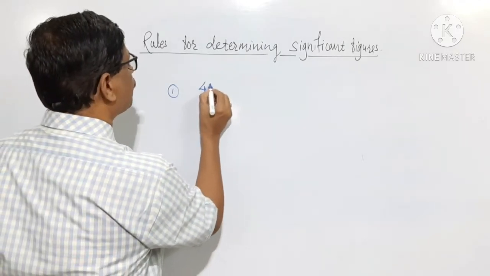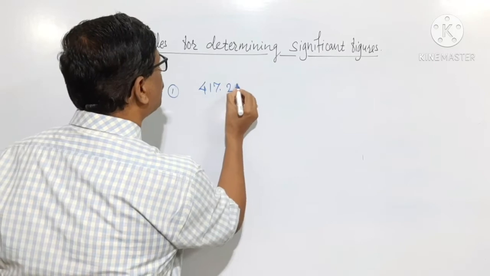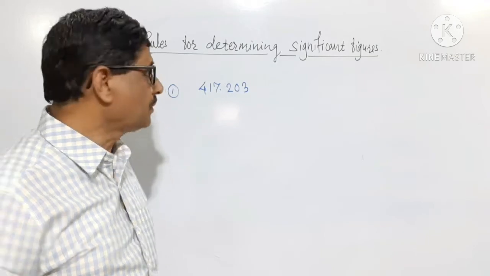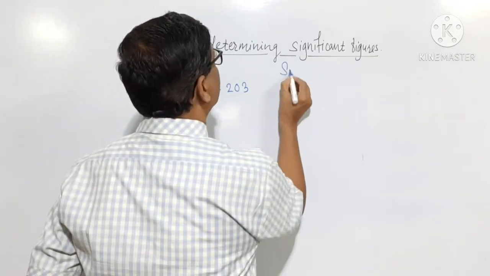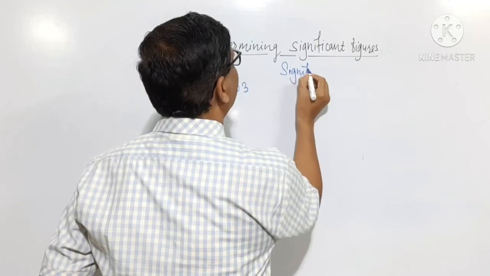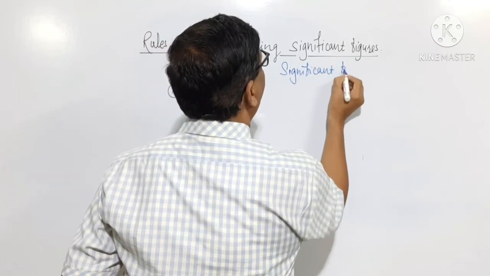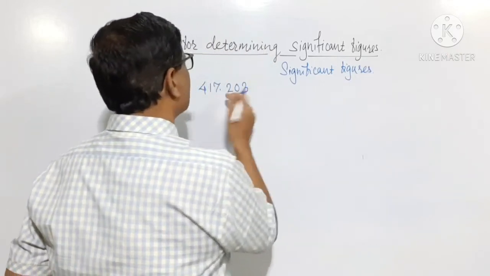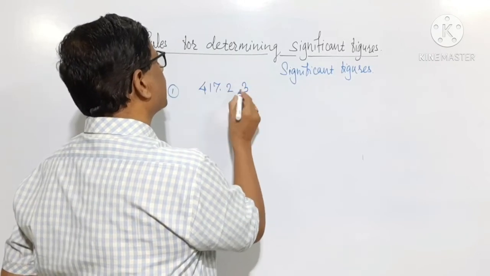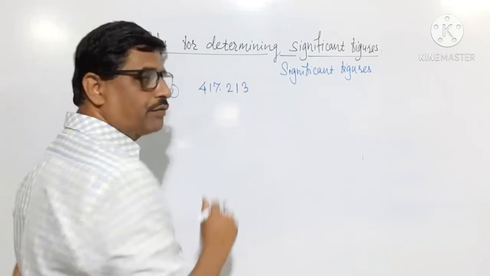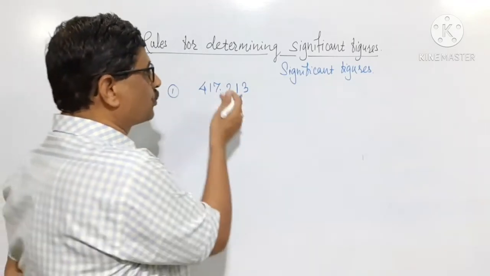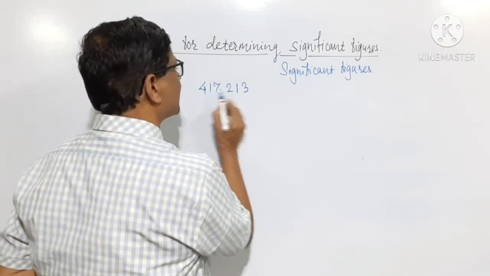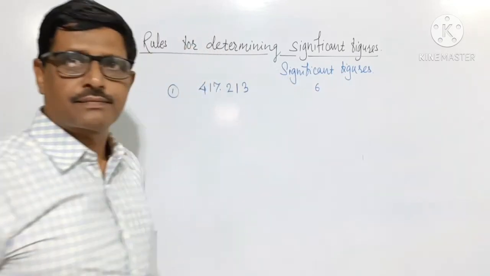If I write this as 417.203, then the significant figures in this measurement are, all are non-zeros. Therefore, significant, all non-zeros. I will write here as an example 417.1213, all are non-zero. The significant figures in this case are 1, 2, 3, 4, 5, 6. Significant figures are 6.